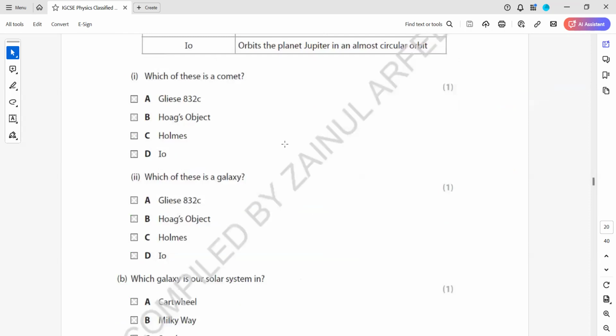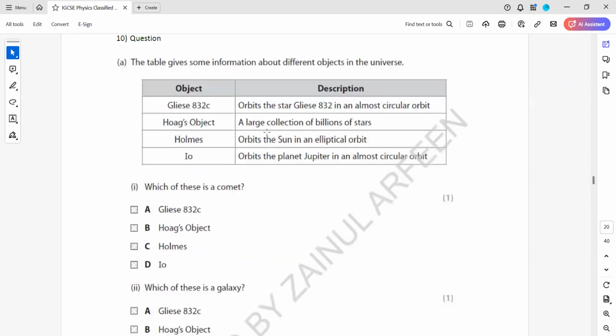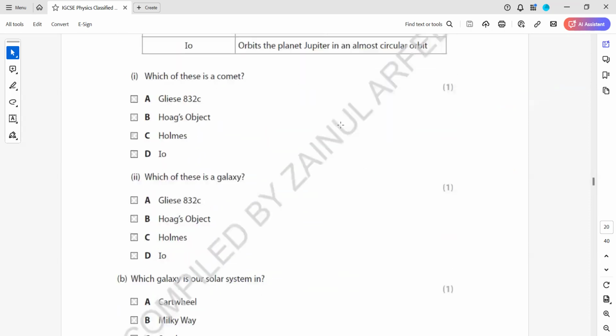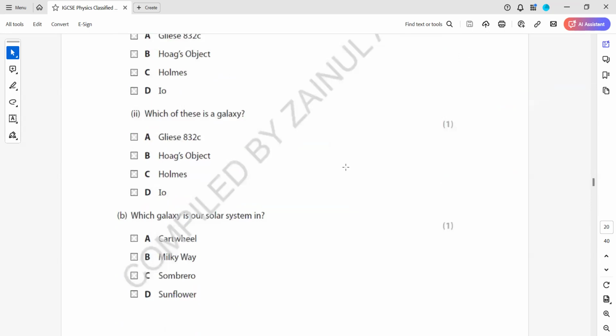So we just have to find which is a galaxy. The galaxy matches with the description of B. Which galaxy is our solar system in? It's in the Milky Way.